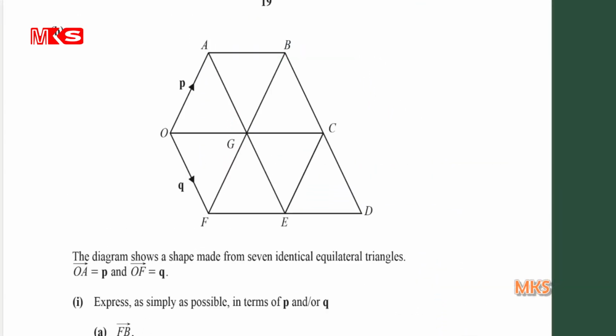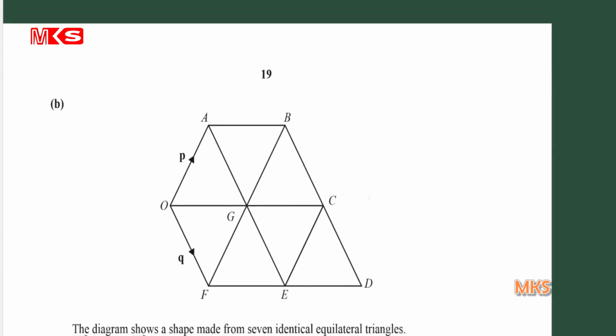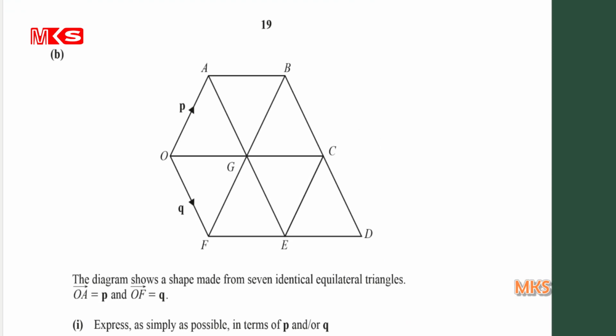For the second part, I have taken a blank diagram. X is a point on FB and FX ratio XB is 3:1. Express OX as simply as possible in terms of P and Q. OX we have to find, and given is FX ratio XB is 3:1. X is on FB. 3:1 means if I divide FB into 4 parts, dividing into 4 parts means both FG and GB will be halved. So X will be here, because FX is 3 parts and XB should be 1 part. It should be in the ratio 3:1.